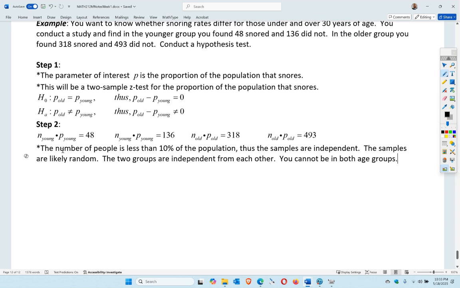So basically, in these two-sample tests, it's the same as the one-sample tests. One, they have to have the minimum number of samples. They have to be independent and random. But you also have to do the next step, which makes sure they are independent from each other.